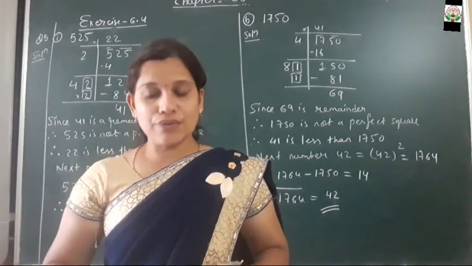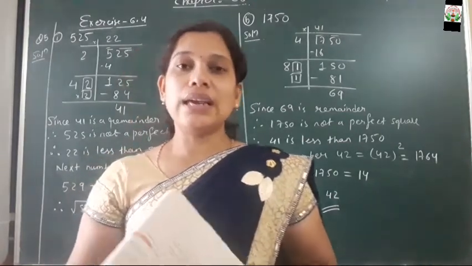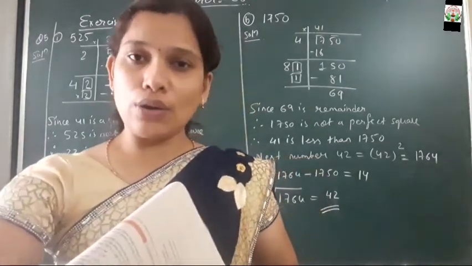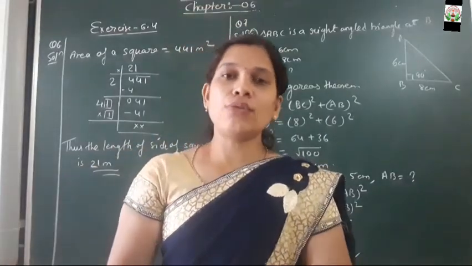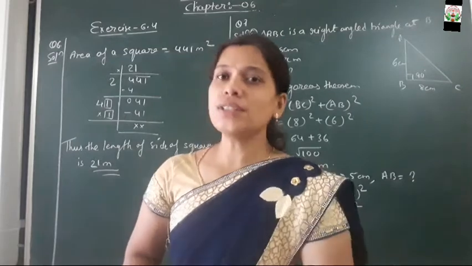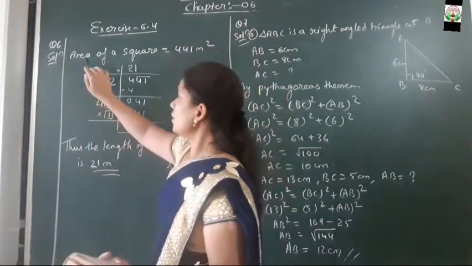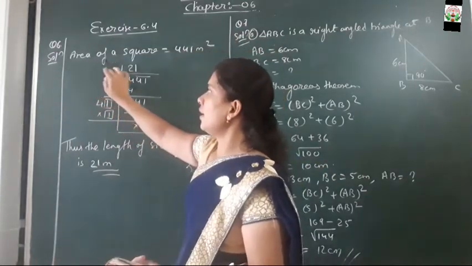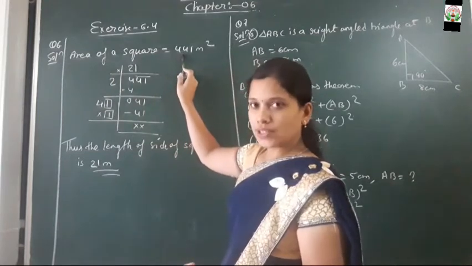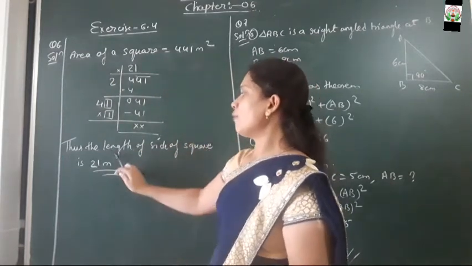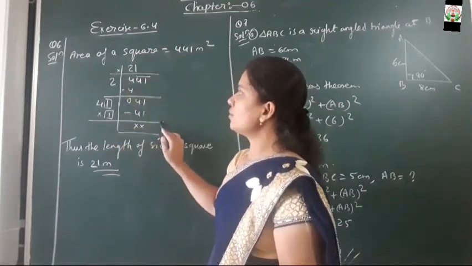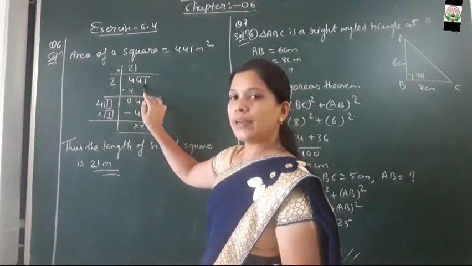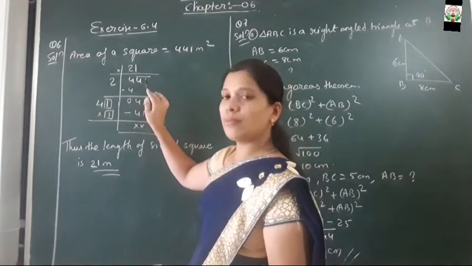Now look how to find it. So 441, what will you find? You have to find the square root by the long division method. In the question itself it is given that the area of a square is 441 meter square. We have to find the length of the side of the square. So proceeding by the long division method, 441 will be paired from the right hand side, two digits in a pair.